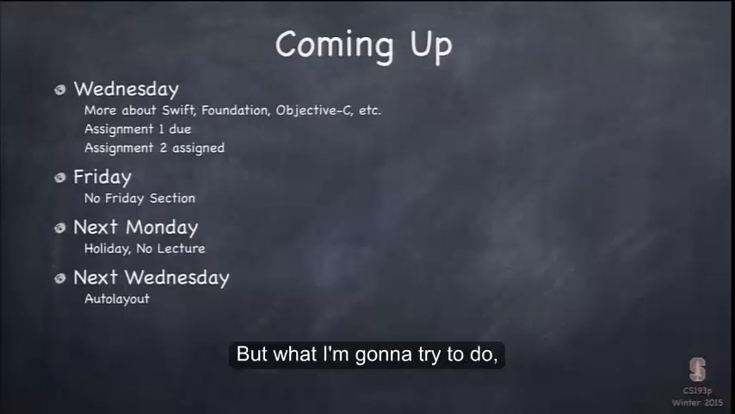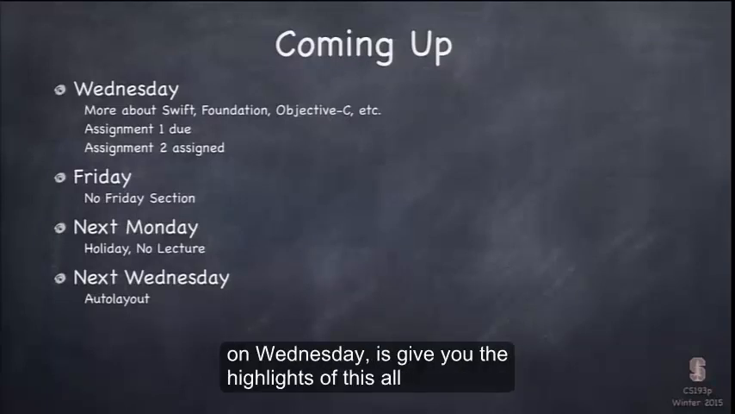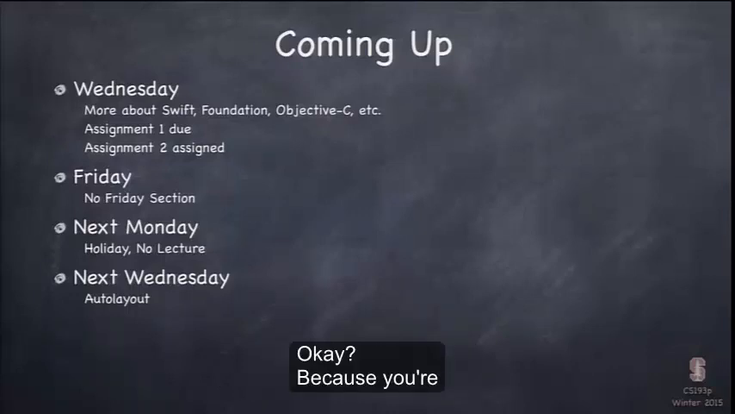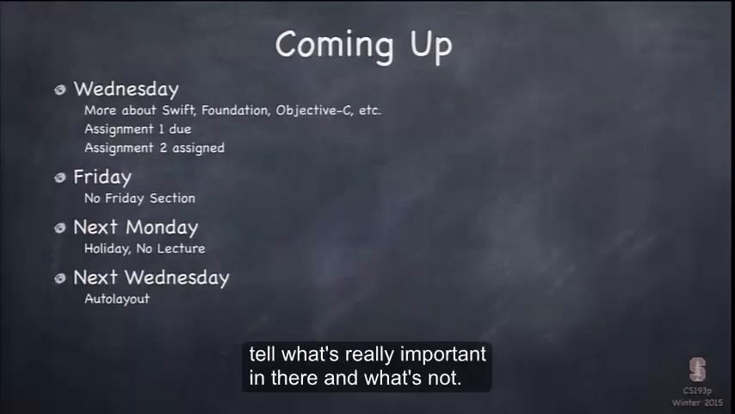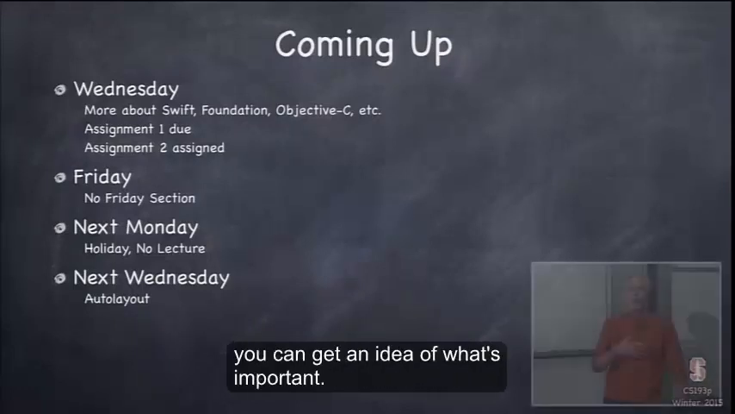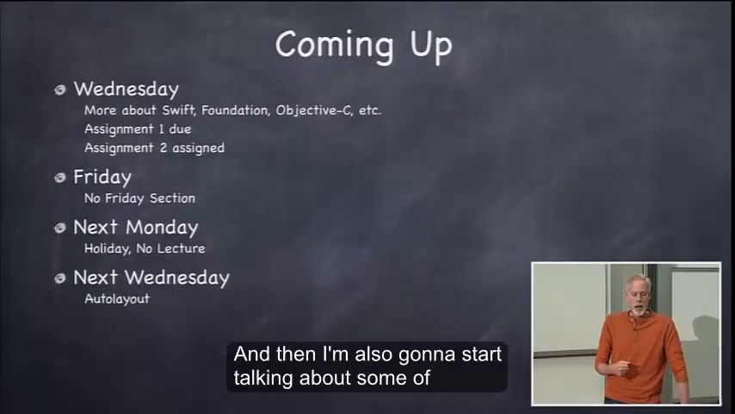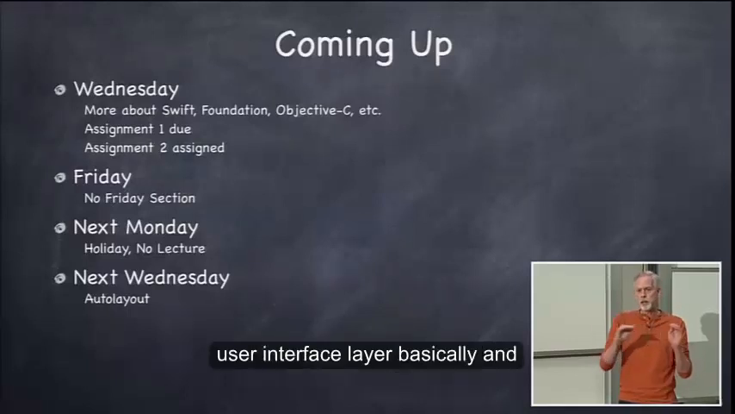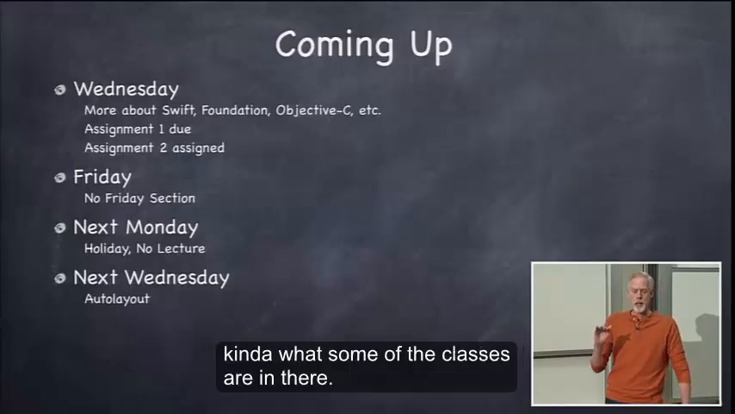But what I'm going to try to do on Wednesday is give you the highlights of all this reading that you're doing, okay? Because you're reading a lot of stuff, and it's sometimes hard to tell what's really important in there and what's not. So I'm going to kind of give you the highlights, and so you can get an idea of what's important. And then I'm also going to start talking about some of the foundation layer API in iOS. That's the non-user interface layer, basically, and kind of what some of the classes are in there.